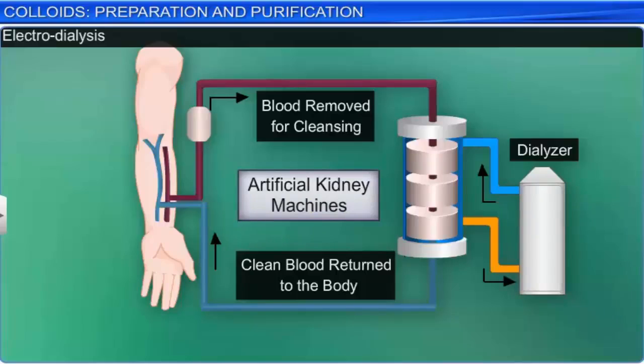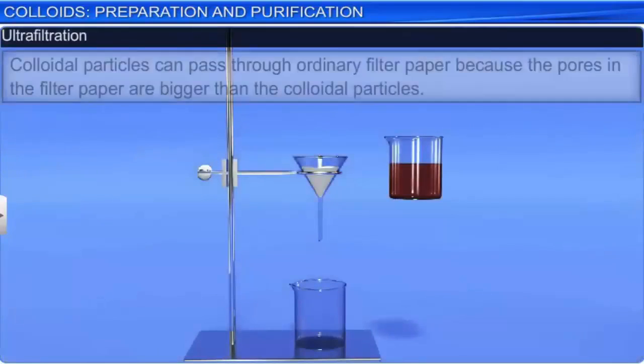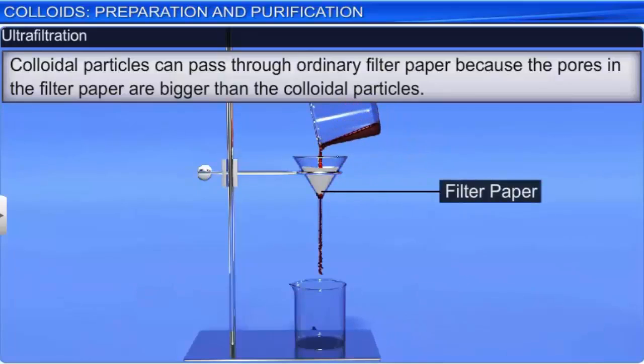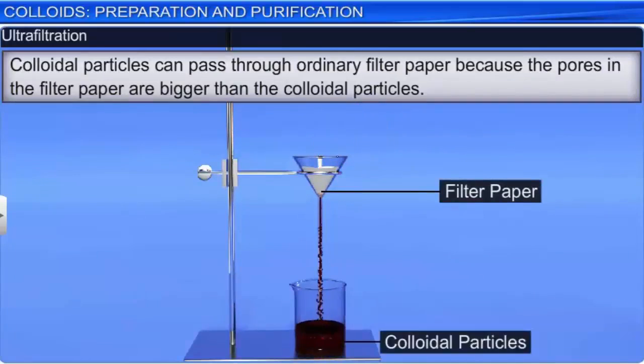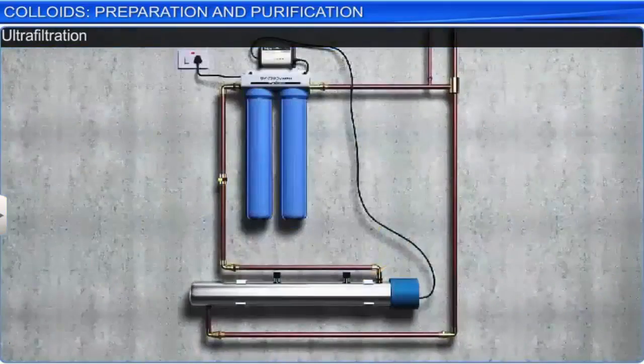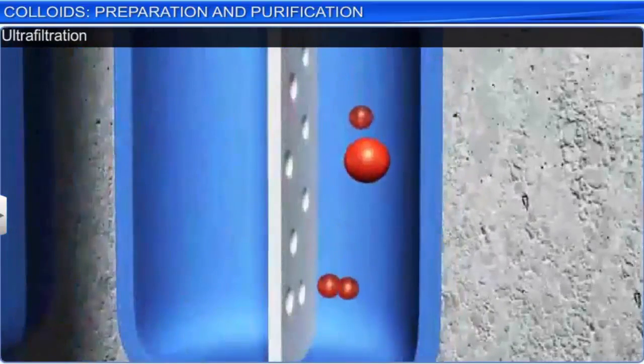Let us now discuss the third method for the purification of colloids: ultrafiltration. It is important to note that colloidal particles can pass through ordinary filter paper because the pores in the filter paper are bigger than the colloidal particles. The separation of a solute from a colloidal system can be carried out by using an ultrafilter, which has smaller pores than an ordinary filter.